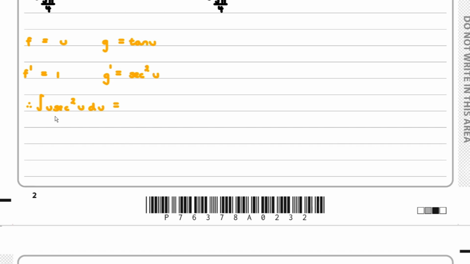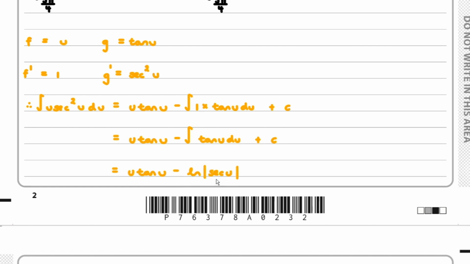So the integral of u sec squared u with respect to u is equal to u multiplied by tan u, subtract the integral of 1 multiplied by tan u du plus c. So we've got u tan u subtract the integral of tan u du plus c. So we have u tan u subtract the natural log of the mod of sec u plus c.